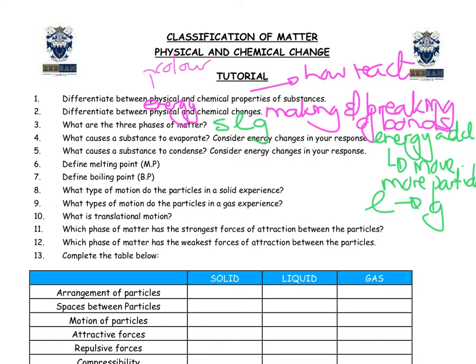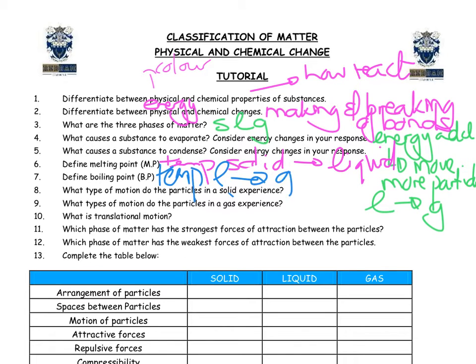Melting point is the temperature where a solid turns into a liquid. It is a specific temperature. That's the very important thing. And a boiling point is also a temperature where a liquid becomes a gas.